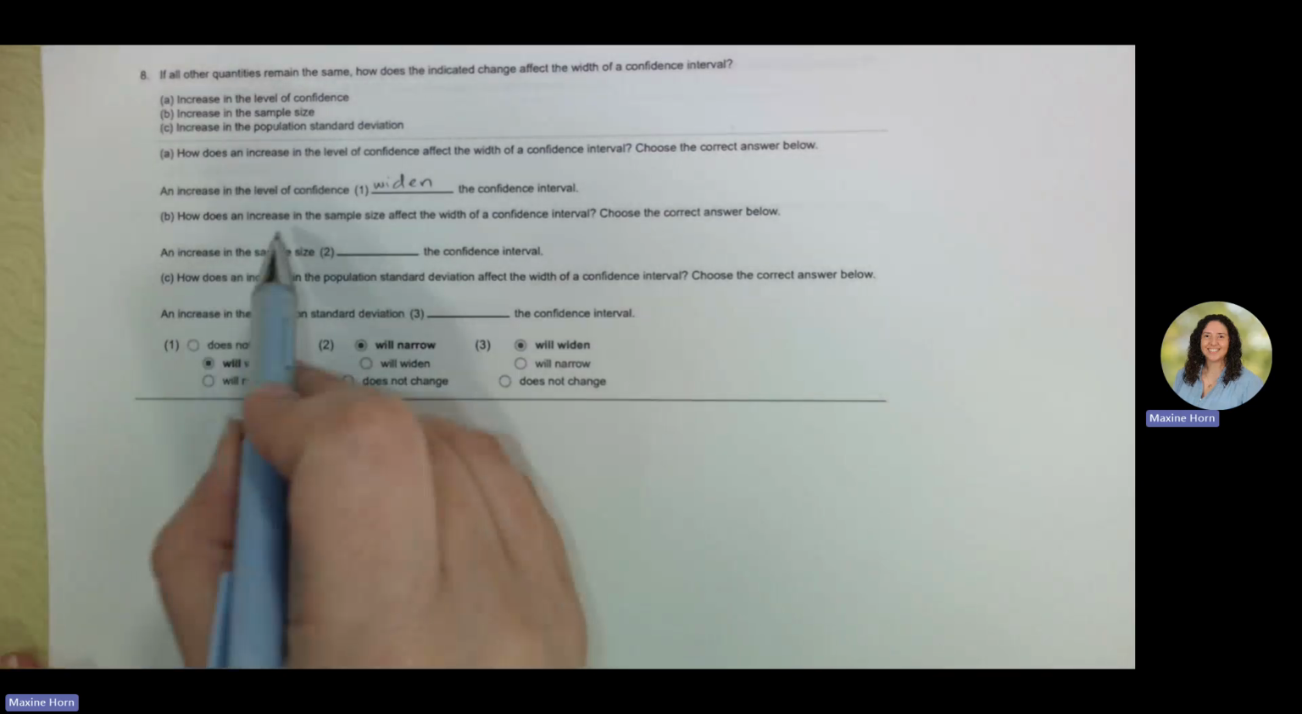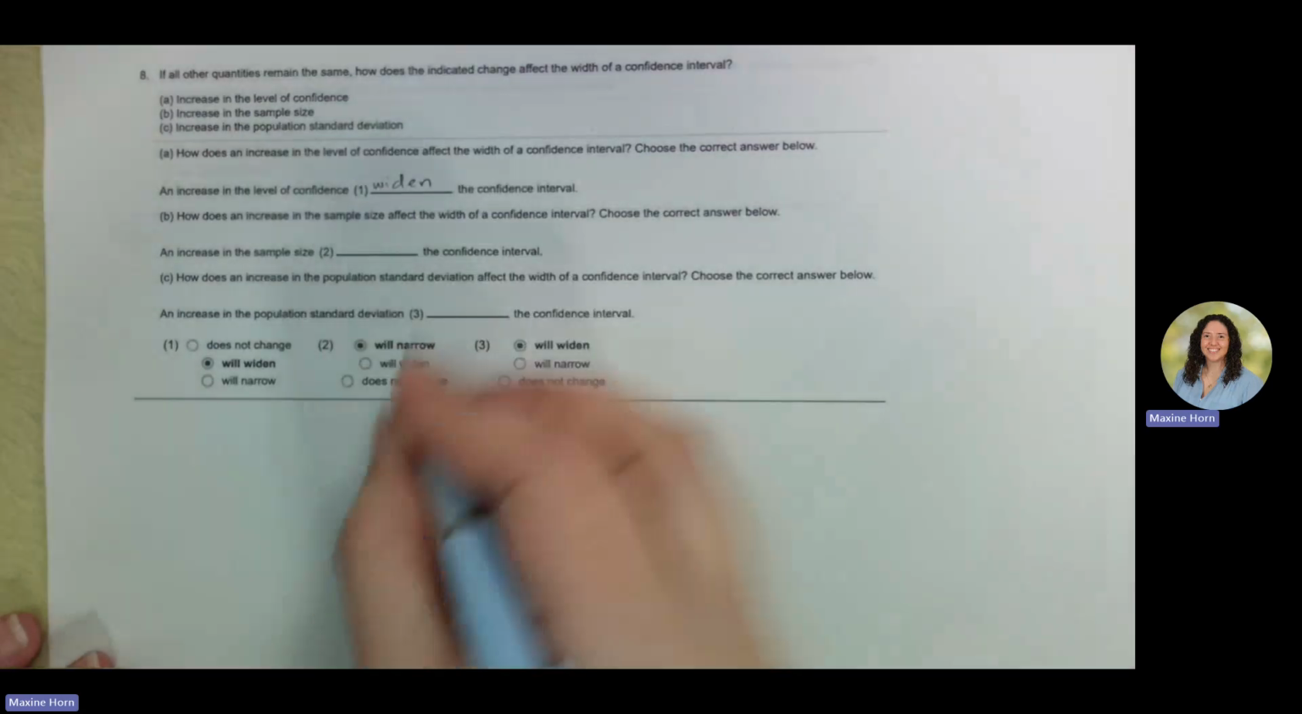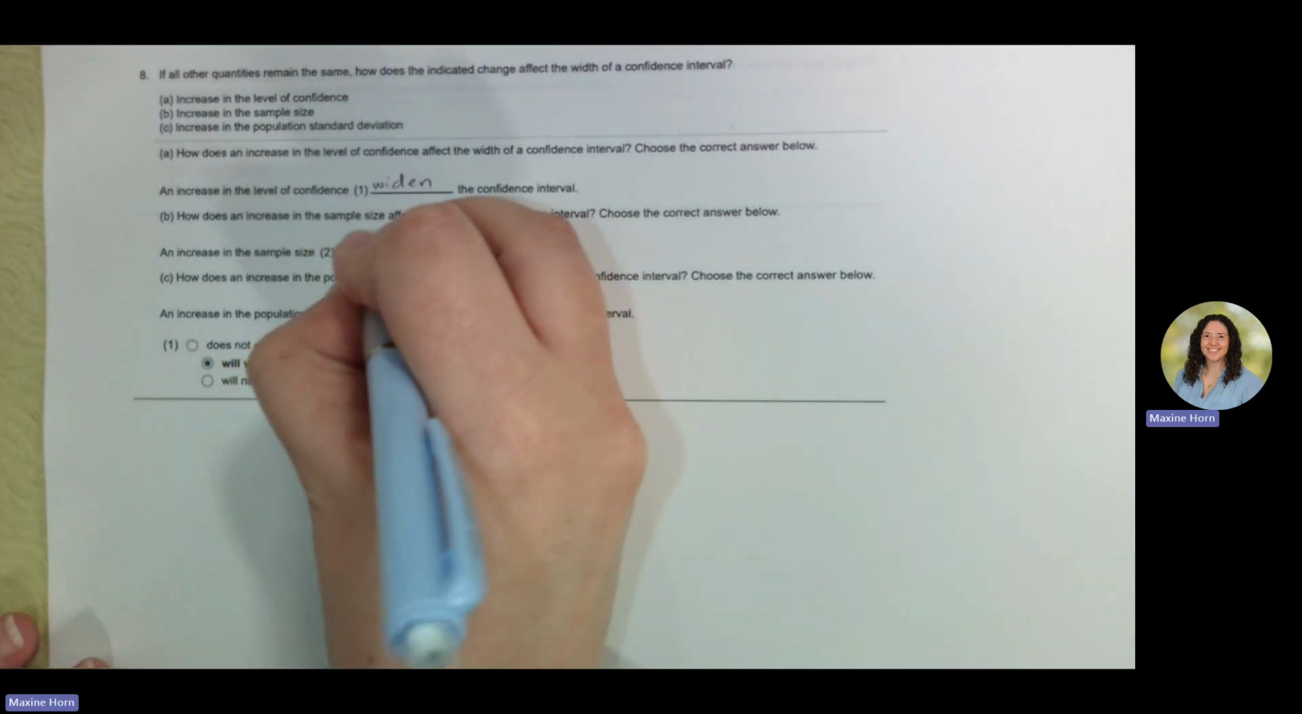Okay, how does an increase in the sample size affect the width of the confidence interval? So we've talked before about how you need to have a sample size of 30 or more. If you don't, well, then you better be normally distributed, right? So the more samples you have, the larger your N is, the less your interval is going to be. So first of all, how are they wording it? Narrow. It's going to be more narrow. It's going to be smaller.